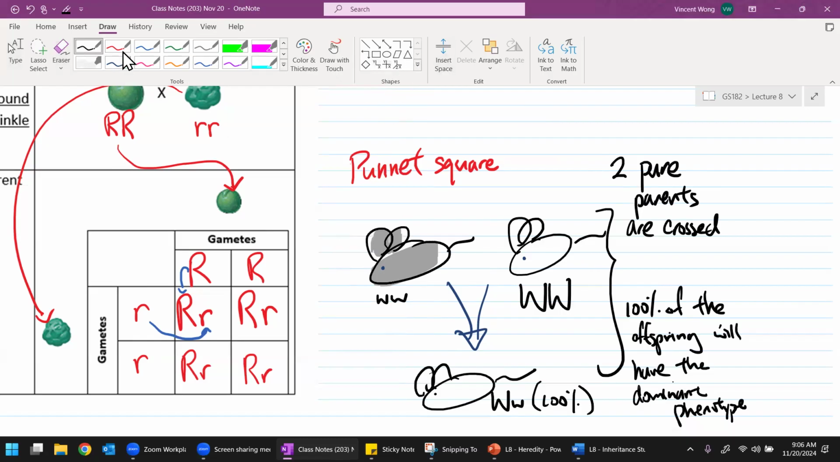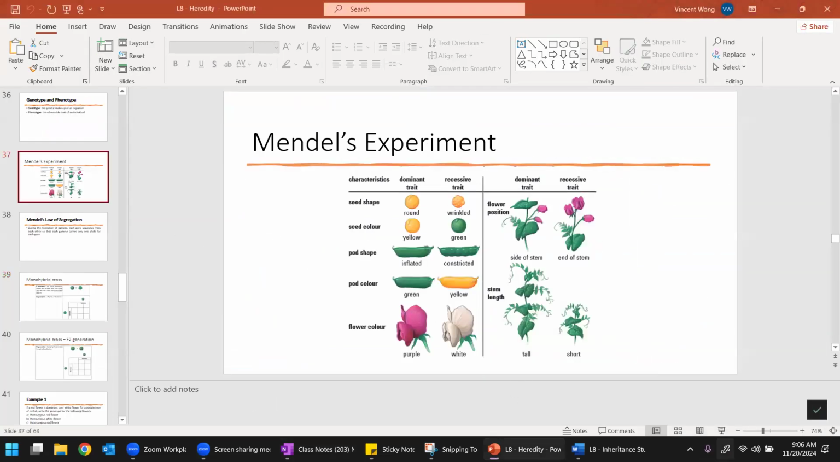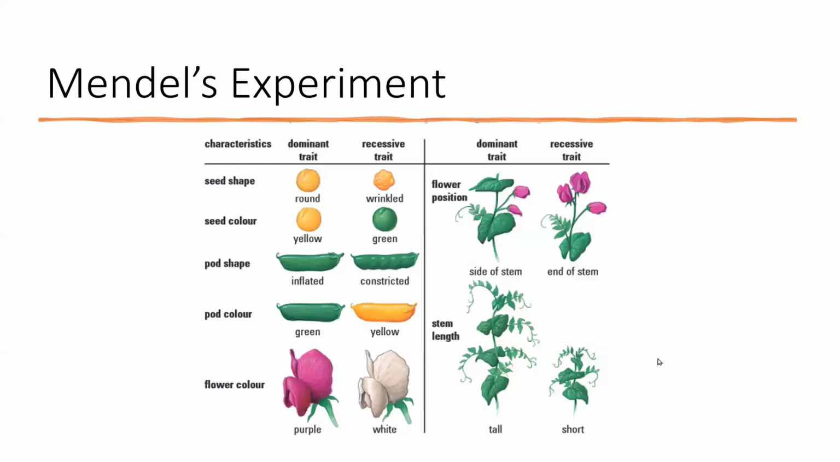Okay, let's move on. Sorry, I'm missing a T here for the Punnett square, double T. Punnett square. Okay. So that's what he did. He did it for a bunch of traits, and then he found out what's dominant and what's recessive. He took a pure yellow plant, crossed it with a pure green plant, and then all the F1 have yellow seeds, so yellow is dominant over green. Right? Inflated pod is dominant over recessive pod, so on and so on.